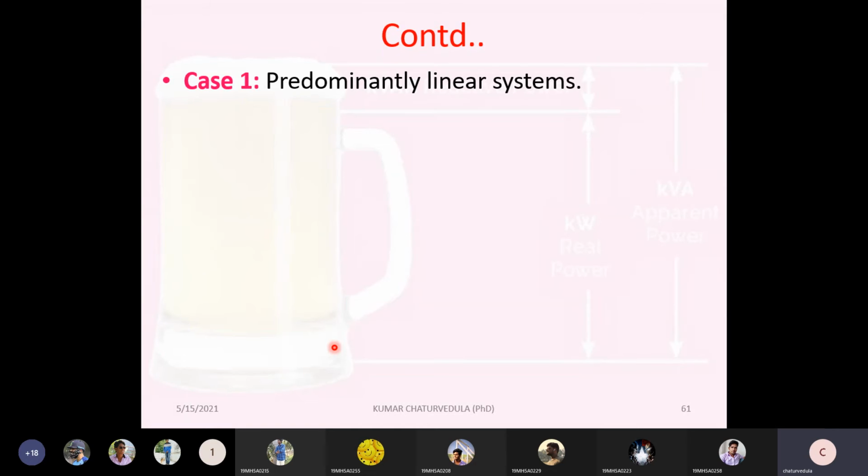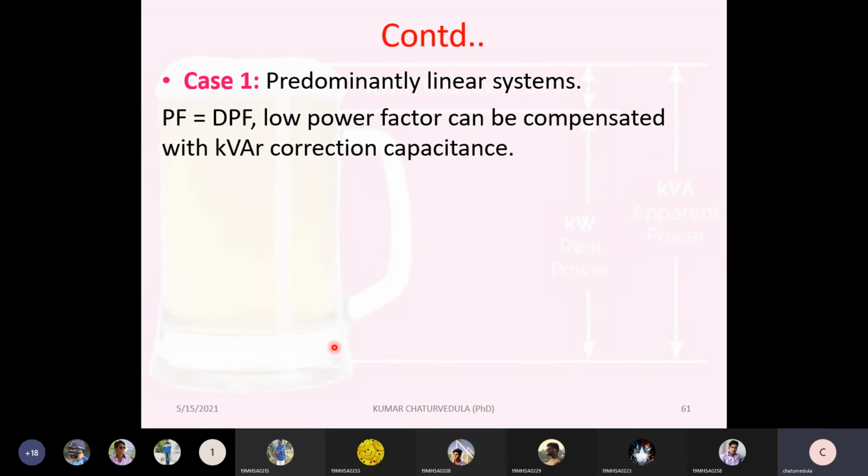So we will consider what happens if DPF is increased, or if DPF is equal to TPF, and if DPF is less than TPF. When total power factor TPF is equal to displacement power factor, a simple capacitance is enough to compensate the kVAR correction. Generally this holds good for linear loads.